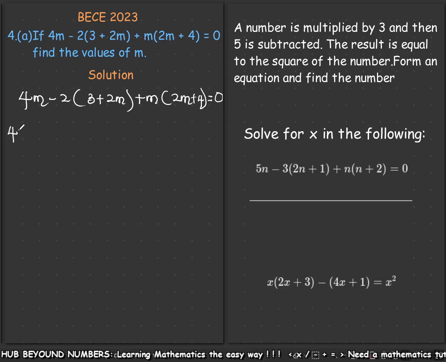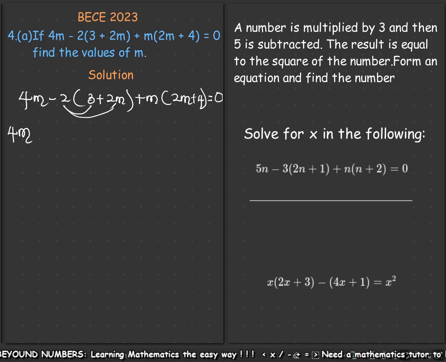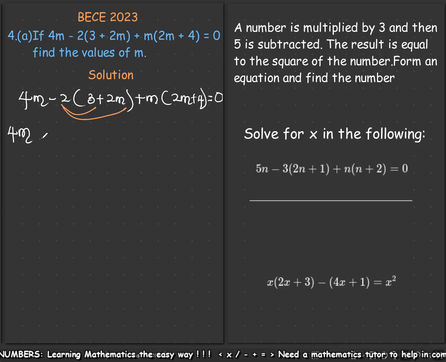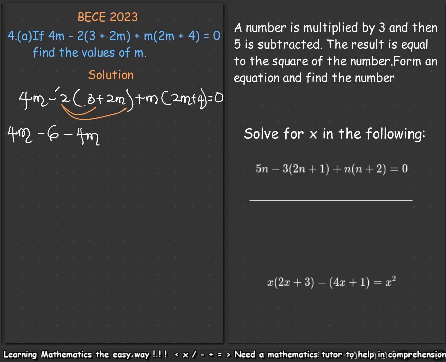So we write our 4m over there. Then negative 2 times 3, we are opening this way, you see. Whatever you have in front of the bracket multiplies everything inside, one after the other. So negative 2 times 3 gives us a negative 6. The negative 2 times positive 2m will then give us a negative 4m. We are done with this bracket here.